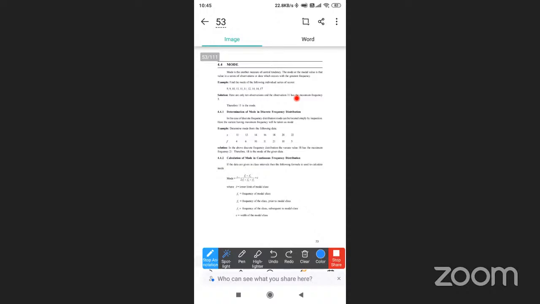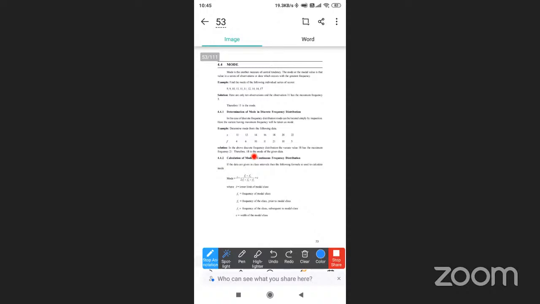So, determination of mode in a discrete frequency distribution. In the case of a discrete frequency distribution, mode can be located simply by inspection. Here the variate having maximum frequency will be taken as the mode. Now see the problem. Maximum frequency: 4, 6, 10, 11, 21, 10, 5. The maximum frequency is 21. The corresponding value is x equal to 18. Therefore, 18 is the mode of the given data.